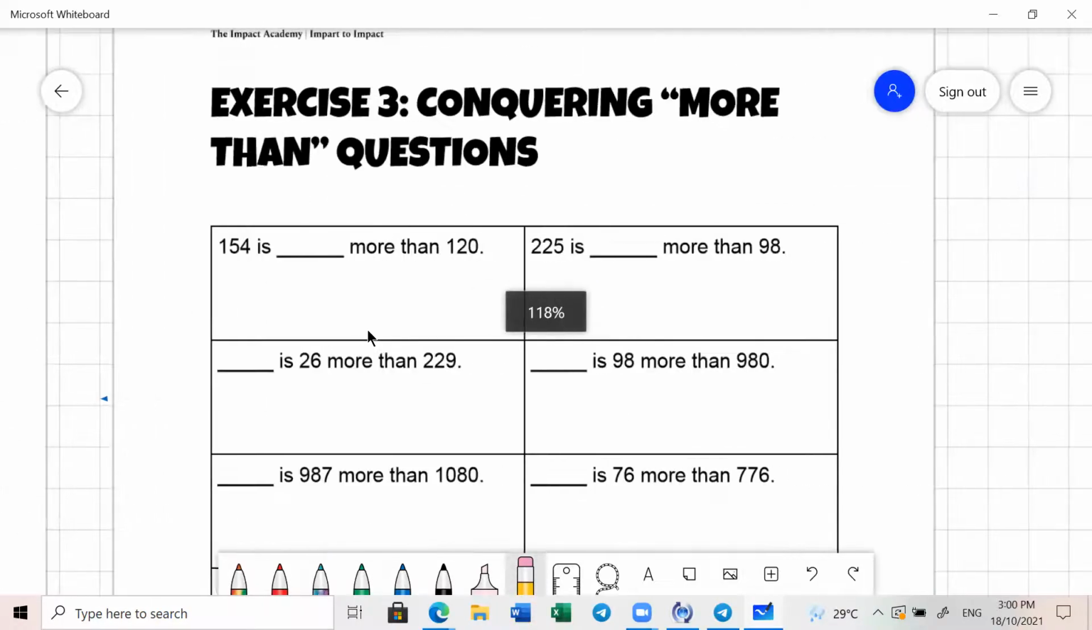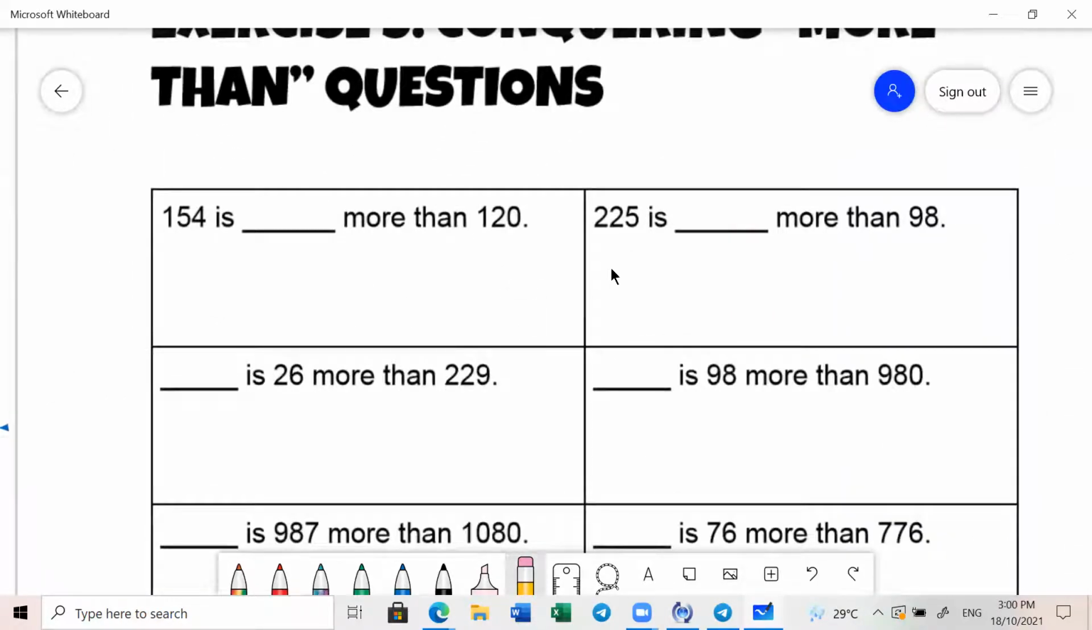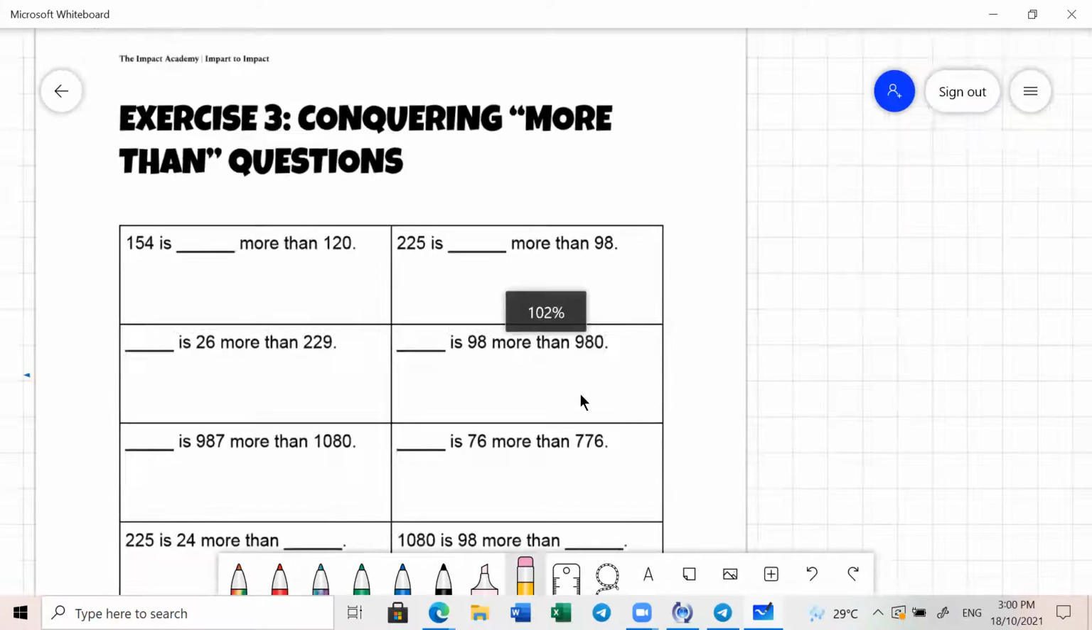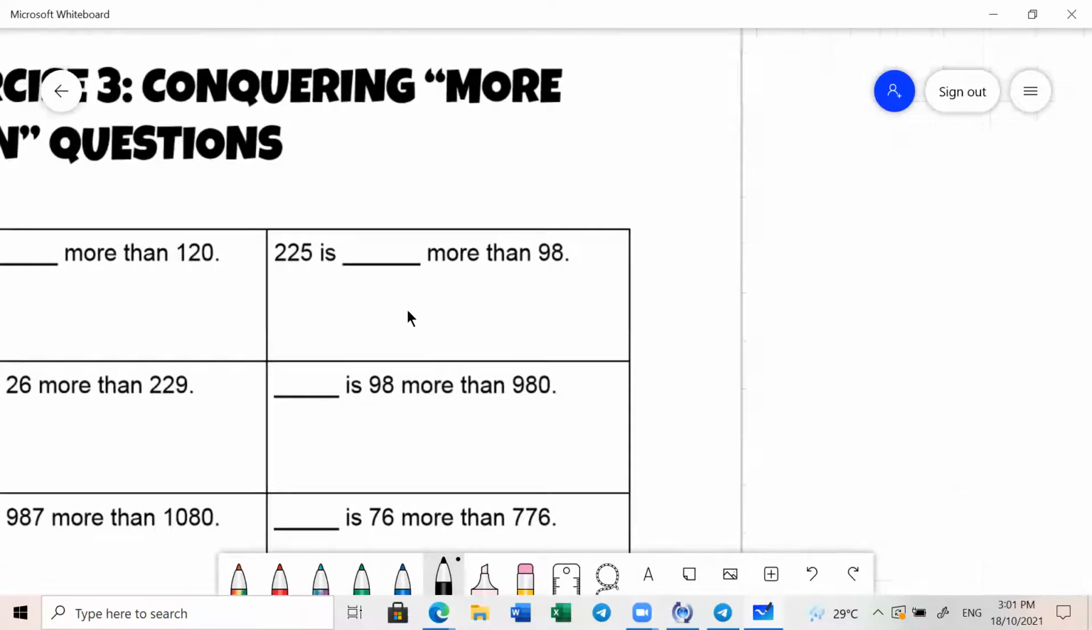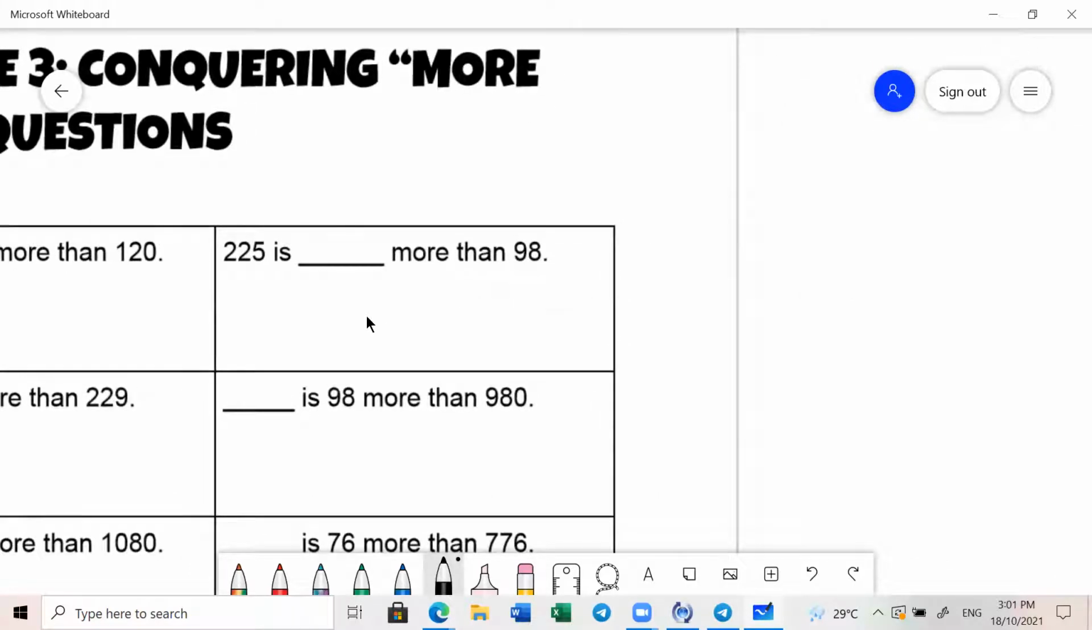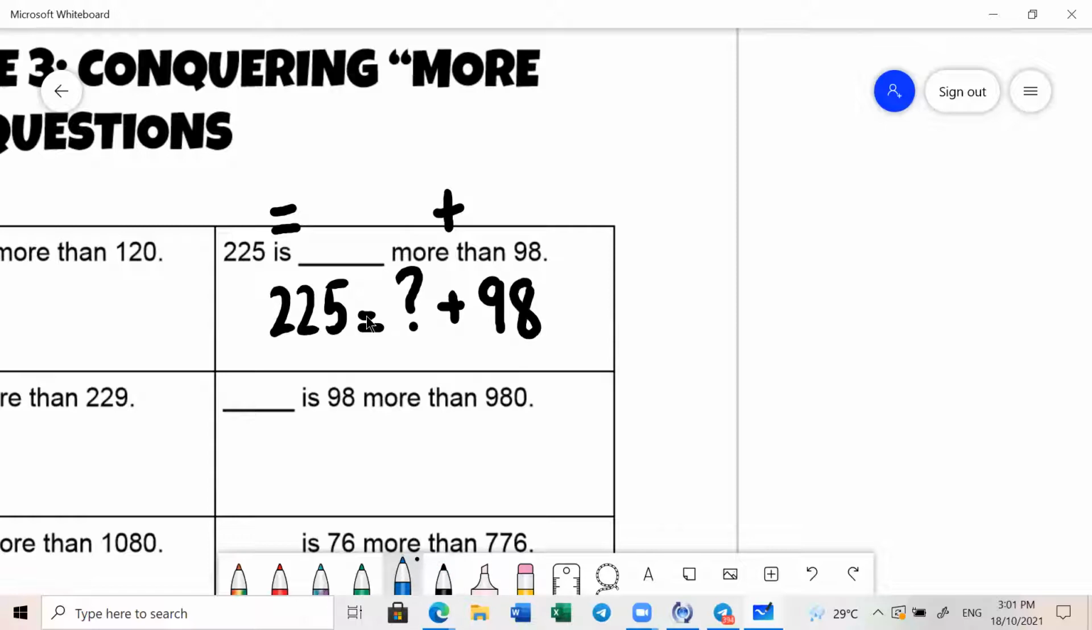In order for you to find the answer, you have to first write it down. So I'm just gonna do one question with you. I want you to do it alongside me. Let's take a look at the second question. 225 is, I quickly put an equal sign, more than, I quickly put plus. I don't care about anything else. I need to do this first. That's step number 1. Step number 2 is to write it out. So 225 is equals to, this is a blank, so you want to put a question mark, plus 98.